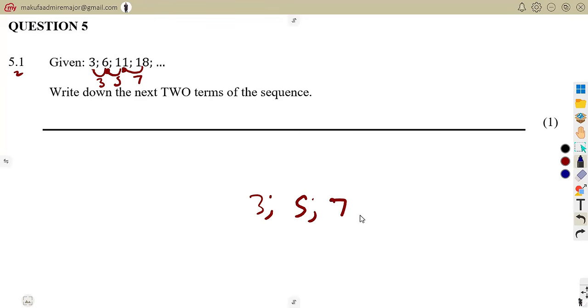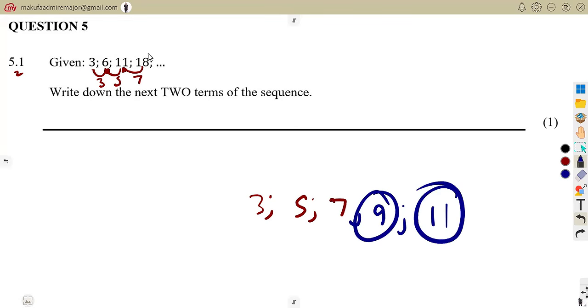3, 5, 7. What is the next odd number? Which is 9. The next odd number, which is 11. So we are just adding these odd numbers to the next one.